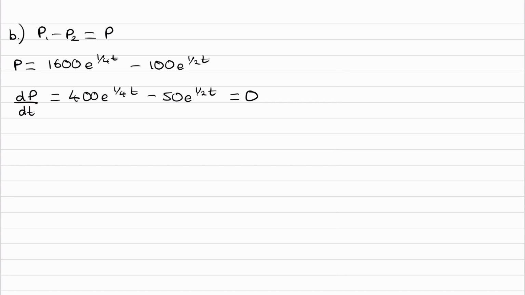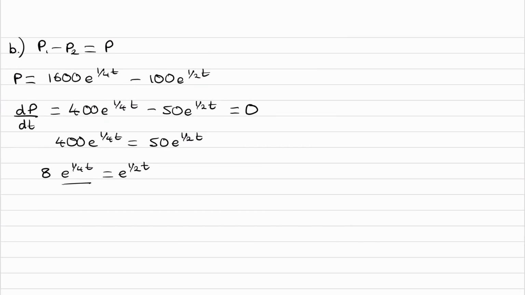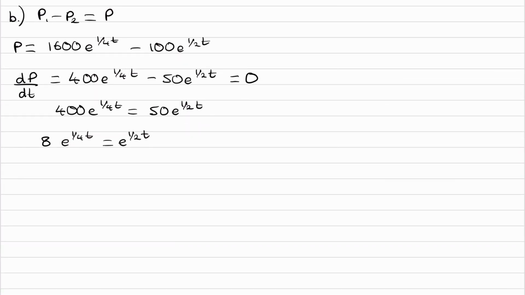I'll bring the 50 stuff to the right-hand side, so we get 400 e to the quarter t is equal to 50 e to the half t. And then we can divide both sides by 50. We end up with 8e to the quarter t is equal to e to the half t. To solve this equation, I think the best thing to do would be to combine these two exponentials together. So we can divide both sides by e to the quarter t, and we end up with e to the half t over e to the quarter t is equal to 8.